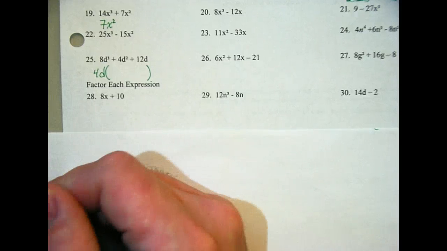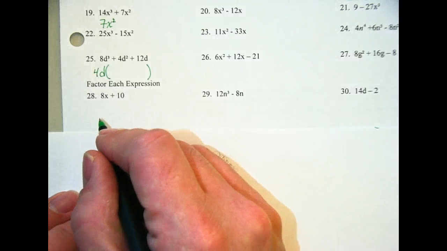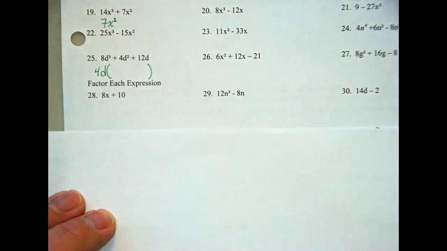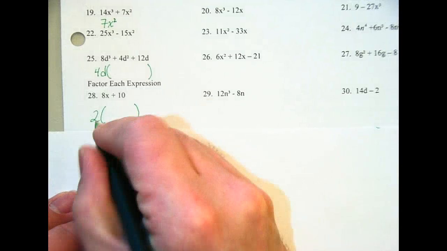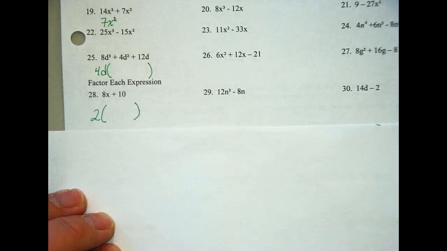Okay. Brendan, what'd you get? For 28, 2. All right, 2. Do I have a second for Brendan? A 2. Good. Second.